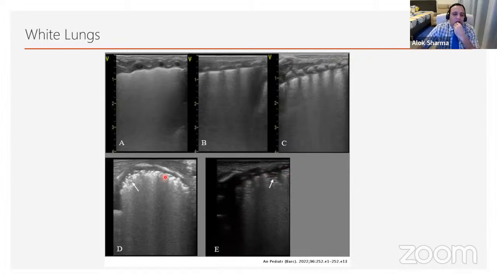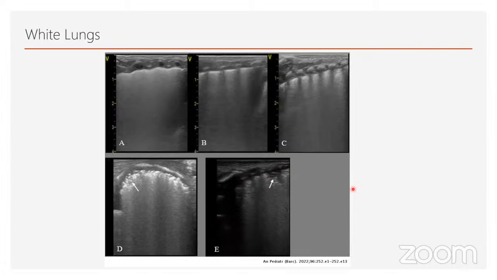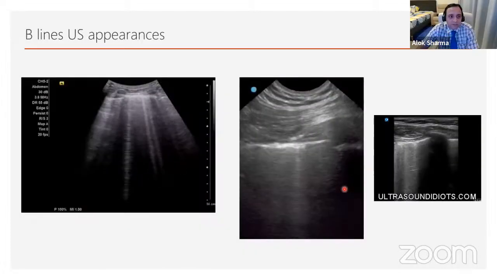And I think what I would do here is go back to trying to do a transverse image as opposed to a longitudinal image. I'm not really convinced you've got fluid here, but what you really need is to see it in a dynamic view with lung sliding. There's definitely a pleural effusion that you can see in E there, just that dark margin there. Okay. It's different patterns of whiteout lung appearance.